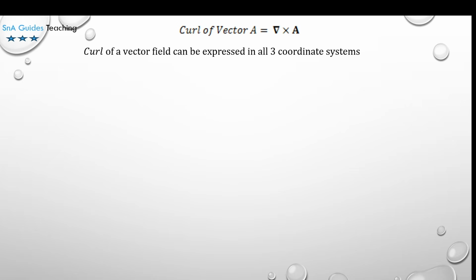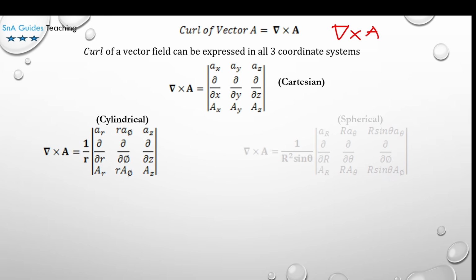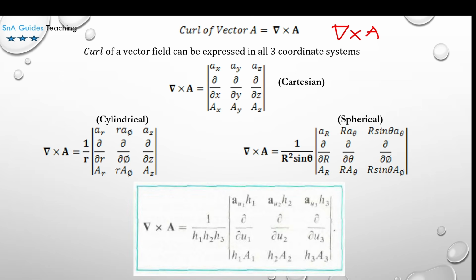Now the curl of a vector A is written this way. The curl of a vector field can be expressed in three coordinate systems: the Cartesian, the cylindrical, and the spherical. There is also a general formula to help you derive it. So if you don't want to go through the stress of learning all three at a go, you can just learn the general formula.